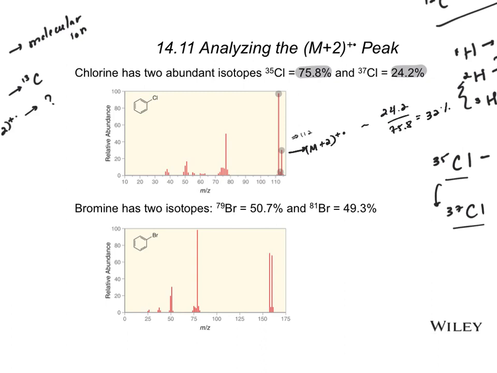So if you look at the spectrum and you find your molecular ion peak and you find that you have an M+2 peak, and you find that this peak relative to this peak is about 32%, then that's a big indicator that you have chlorine in your molecule.